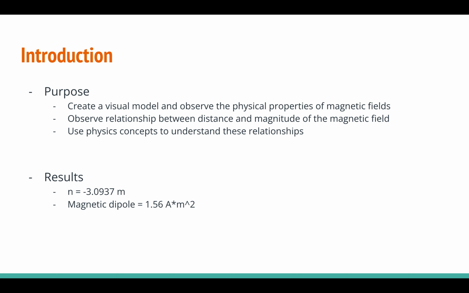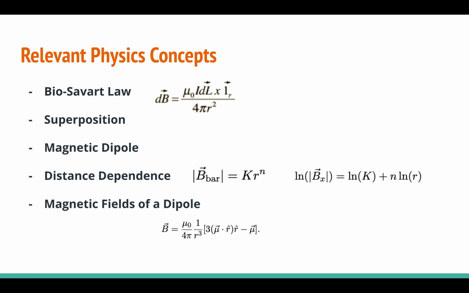We used this relationship, obtained physical values derived from the distance dependence equation for the magnetic field, and applied it to the Biot-Savart law to calculate the magnetic dipole formed by the bar magnet. After conducting the experiment, we obtained results of n equals negative 3.0937 and our magnetic dipole equal to 1.56 amps times meters squared.